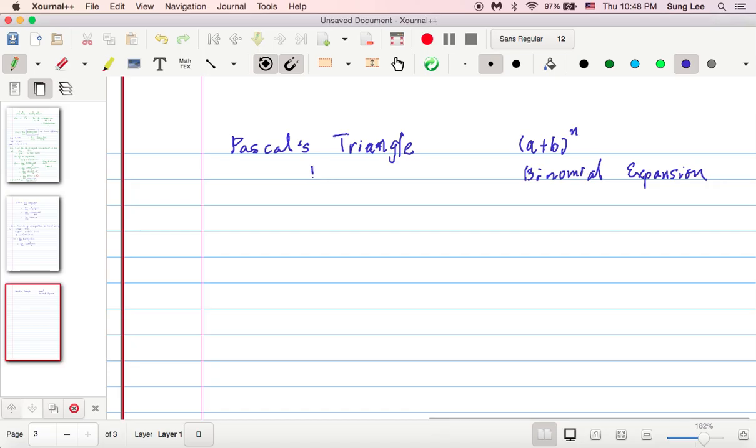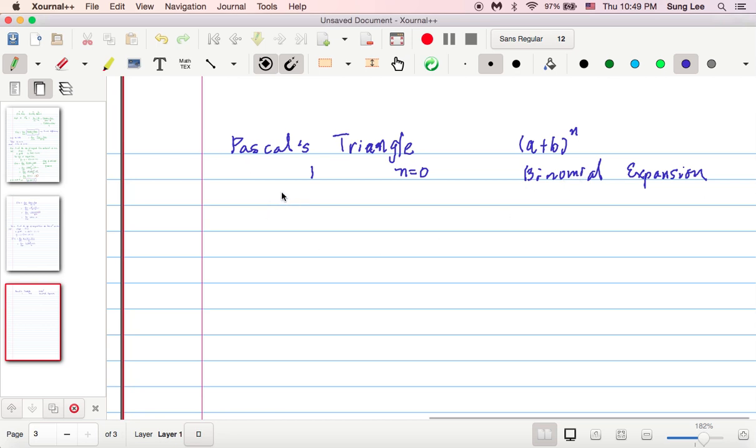So start with one. Okay, and then what happens is that this corresponds to a plus b to the power 0. Actually, I'm just going to use only the exponent. So this is the n equals 0 case. This gives the coefficient of the expanded polynomial when n equals 0. Obviously, when n equals 0, no matter what a plus b is, it's going to be just 1, right?